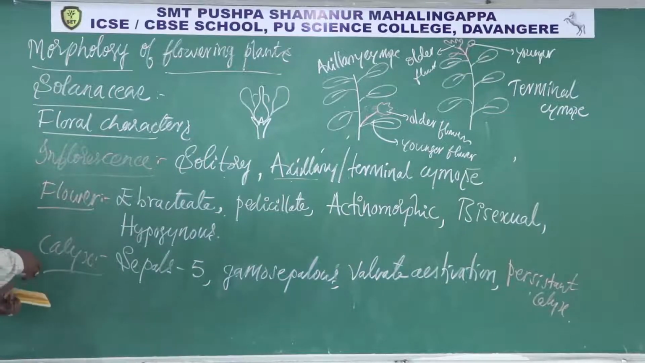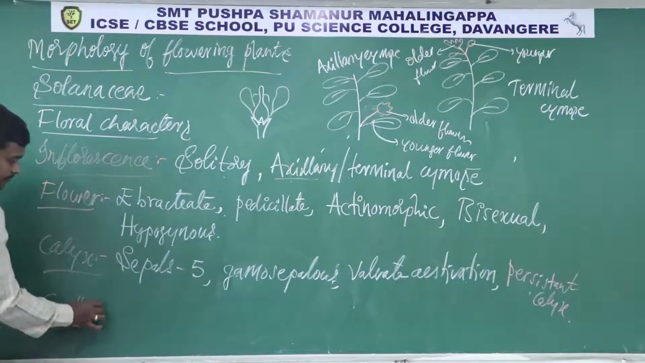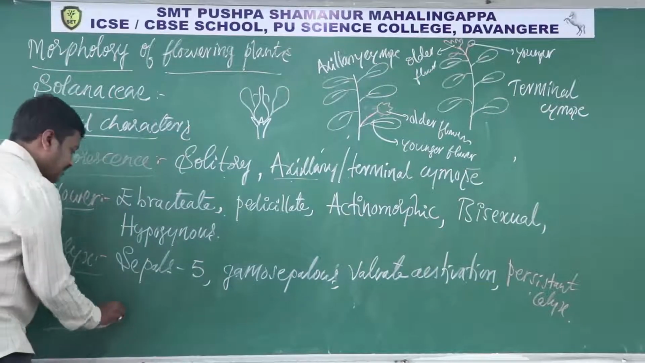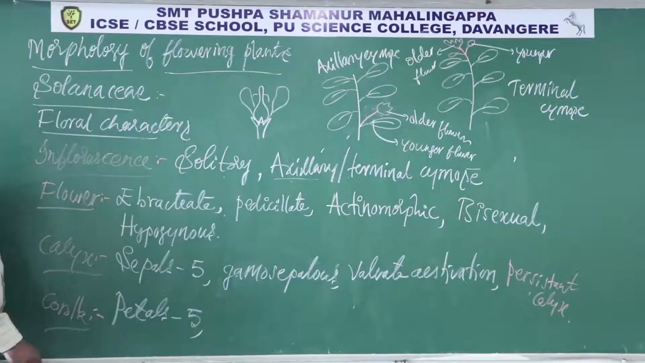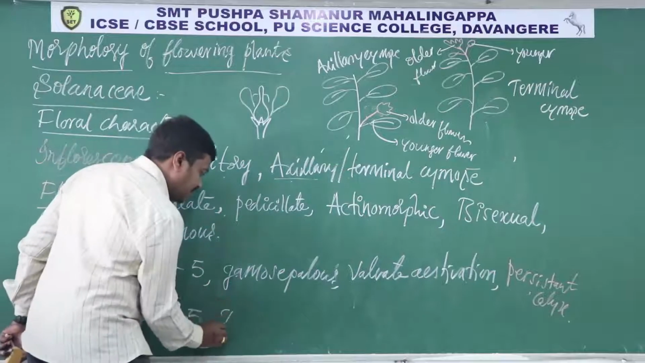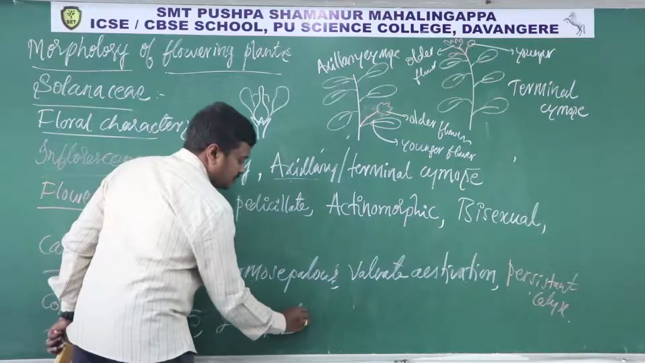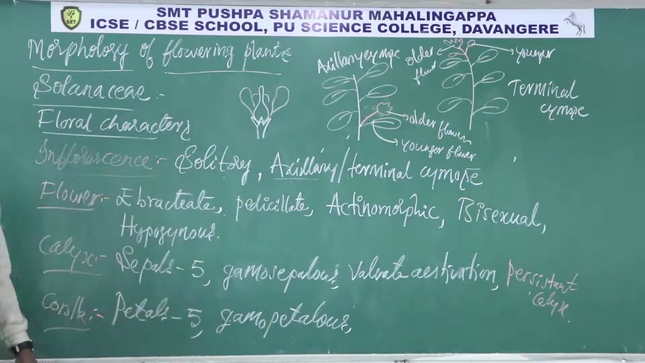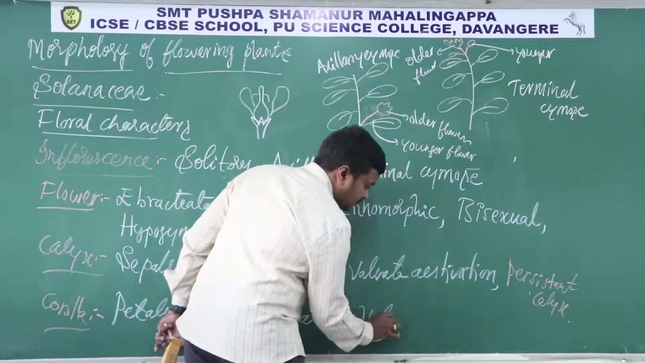Okay. So the next character is corolla. The individual member of the corolla is the petal. So there are 5 petals, and all the petals are fused. So the condition is the same as the sepal condition. So it is gamopetalous, and the estivation is the same. It is valvate.